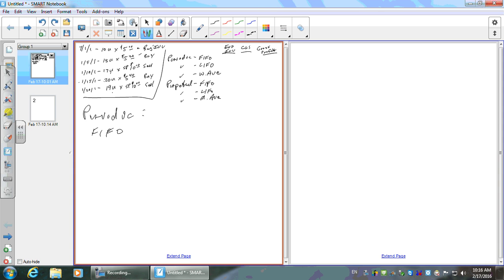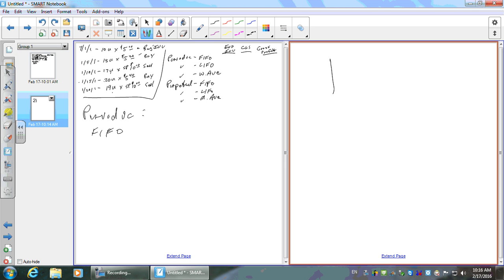Okay? So maybe I'll use T accounts and I'll say inventory in units. It's not a bad way to go. You can do what you want. Author has a different approach, of course. Inventory in dollars. Okay?